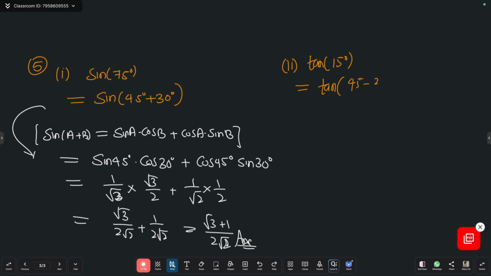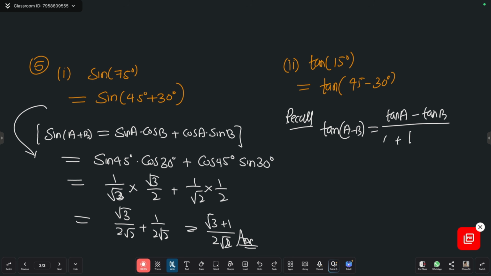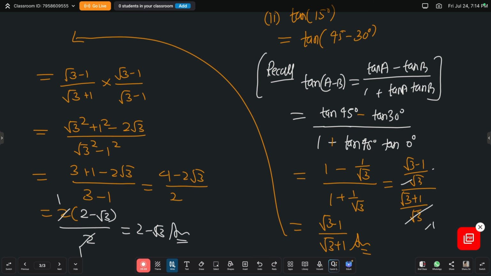So tan 15 you will write as tan of 45 minus 30. Now which formula is applicable here? Tan of a minus b. Recall quickly. Tan of a minus b is tan a minus tan b divided by 1 plus tan a tan b. This is the formula. So if you use this formula here, then what is your answer? Completed?